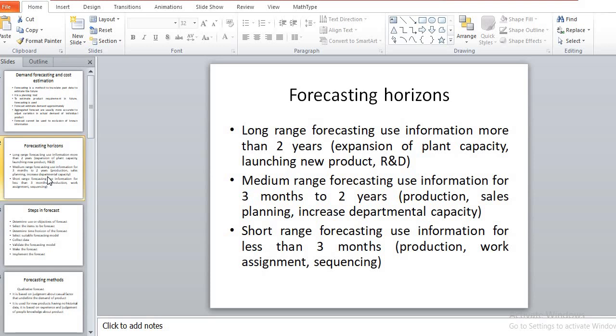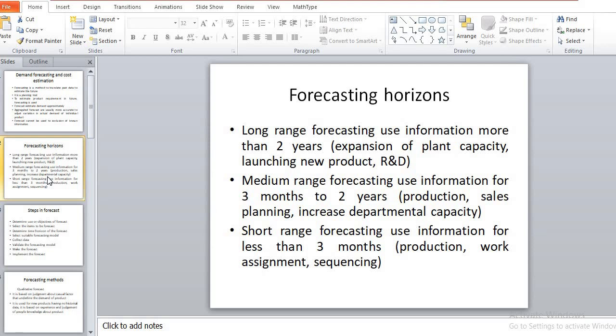For these conditions, we use medium range forecasting, which considers data from 3 months to 2 years. These are related to medium term goals, such as production planning, sales planning, or increased departmental capacity.